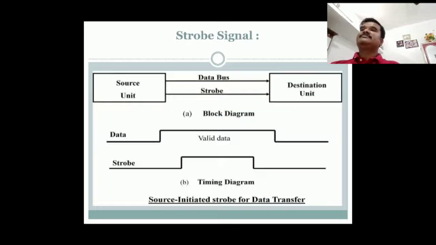Please see the diagram. Source unit connected with data bus and strobe for destination unit. That is the block diagram. And the second diagram, B, is the timing diagram of strobe. Data is valid, then strobe are digital lines.